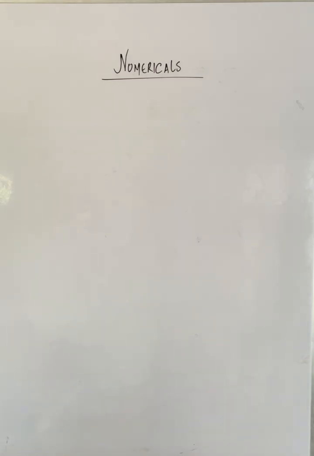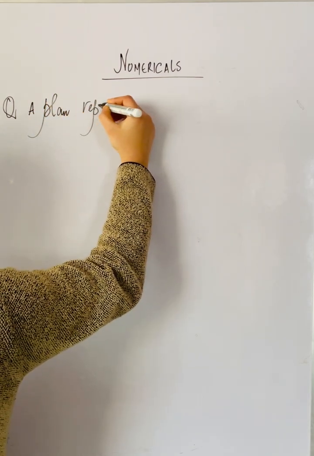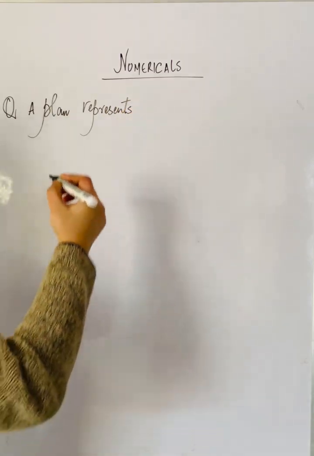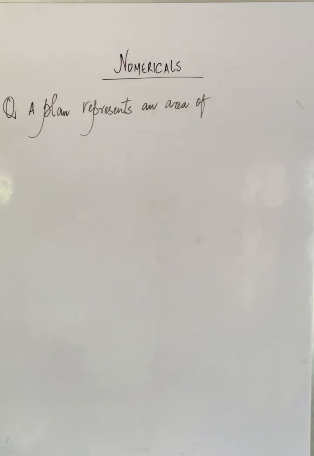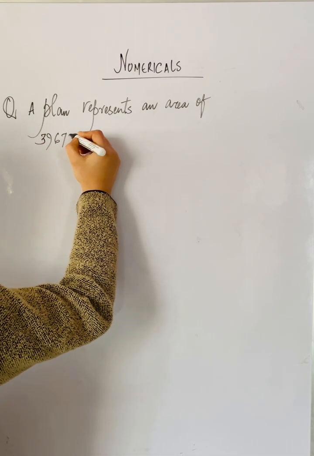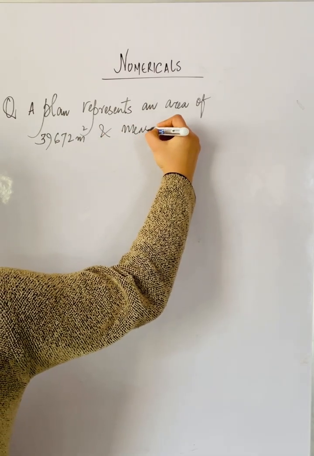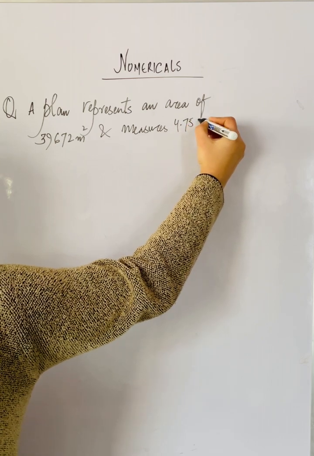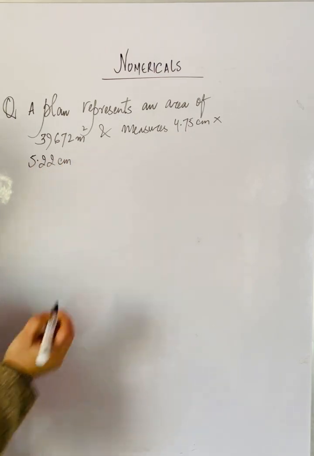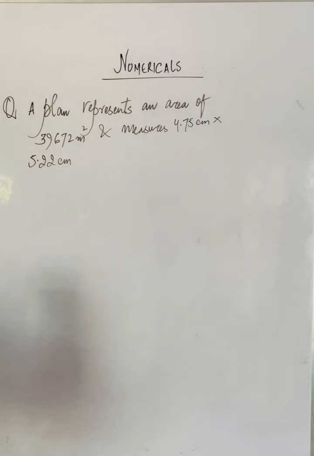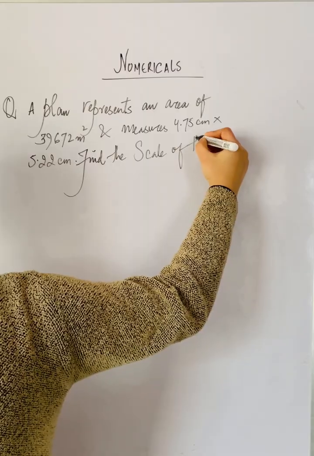a plan represents an area of 39672 meters square and measures 4.75 centimeter cross 5.22 centimeters. Find the scale of the plot.